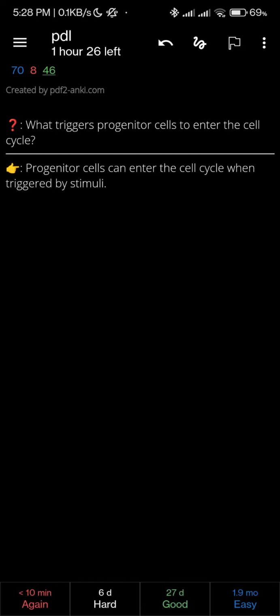Okay. What triggers progenitor cells to enter the cell cycle? Progenitor cells enter the cell cycle when triggered by a stimulus.